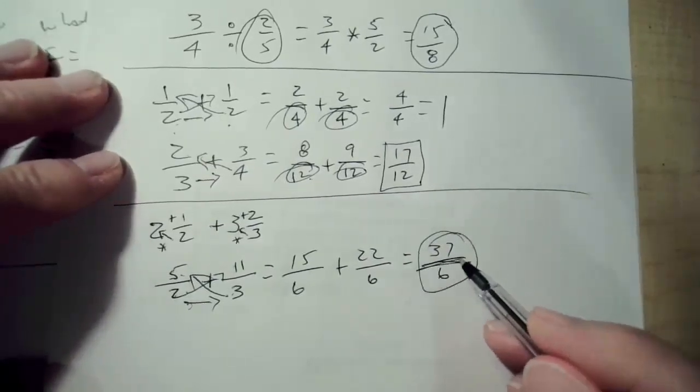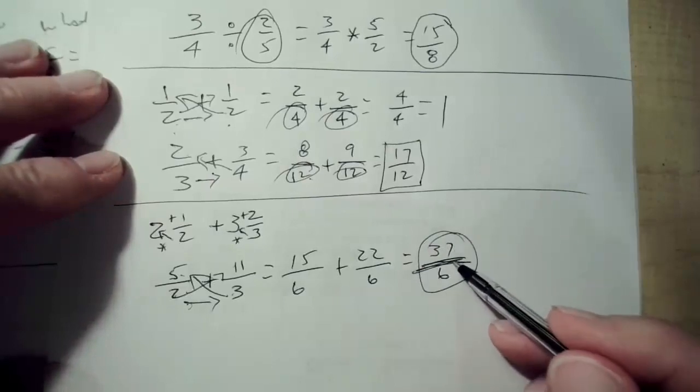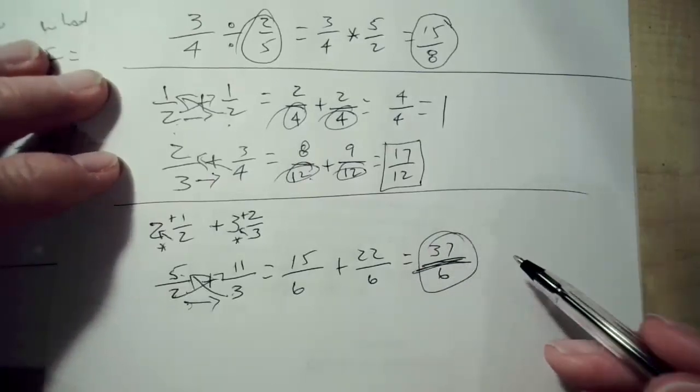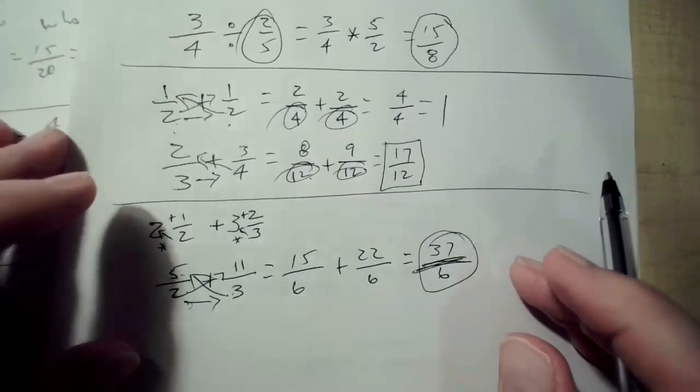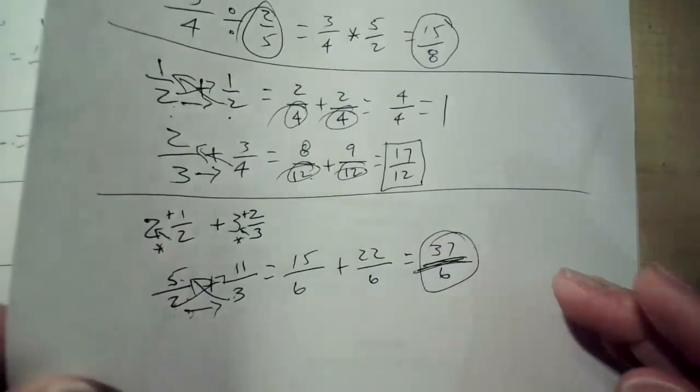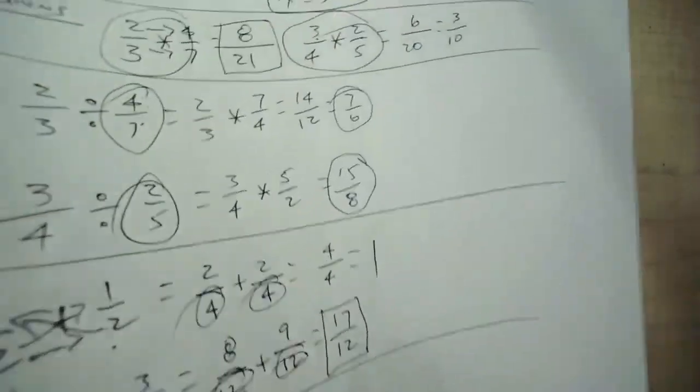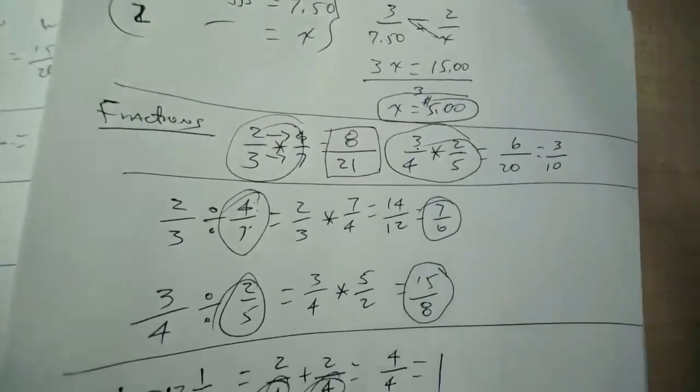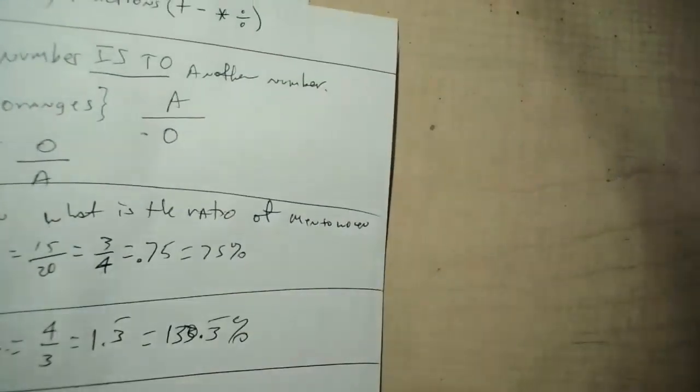And if you want to, remember, this means divided by. So 37 divided by 6, and that'll change it back into a mixed number. And subtracting is exactly the same way, except you're going to subtract the numerators instead of adding them.